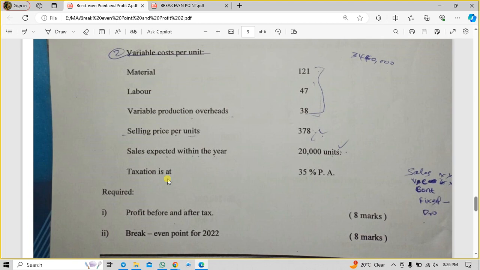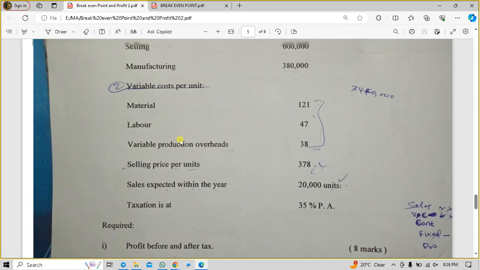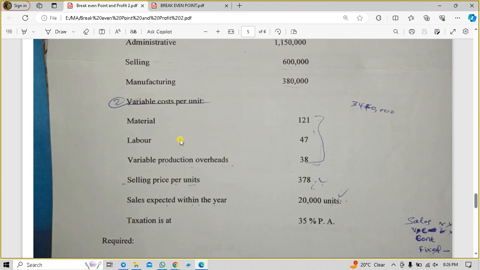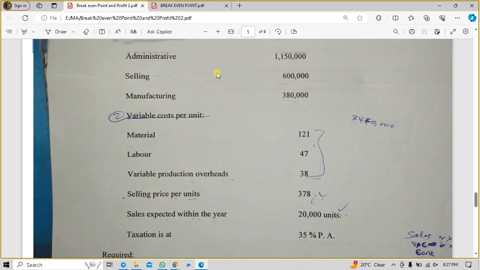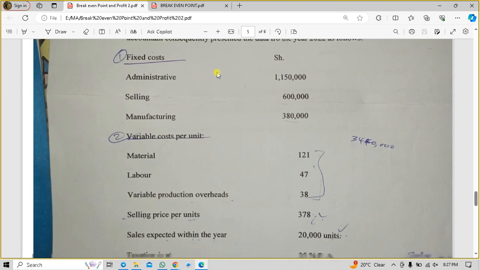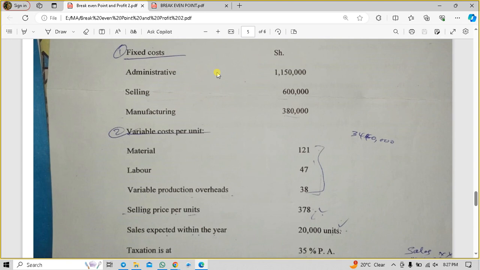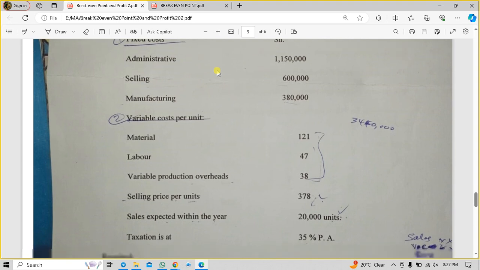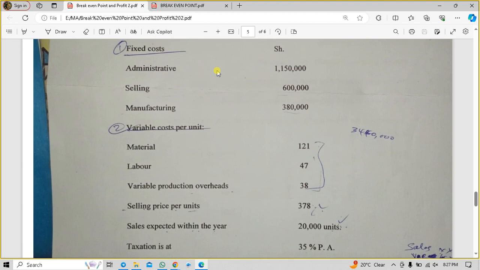So I want us to go back so that I can be able to explain to the others. Haya. We already have our sales. Sales tumesema we are going to take 378 times 20,000. We get our sales. So you can screenshot this so that you have a question. You can have the question. Hiyo swali, calculate break-even point.